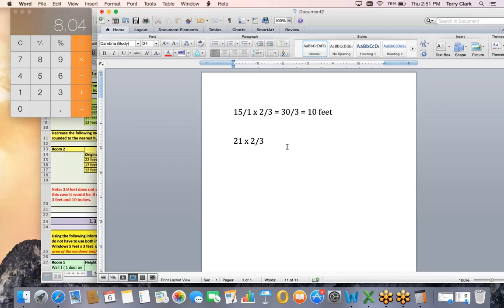So here we're going to say that 21, we can put that over 1, and 21 times 2 is going to be 42. And then 42 divided by 3 will equal 14, and that's going to be 14 feet. So congrats to everyone that came up with 14 feet.